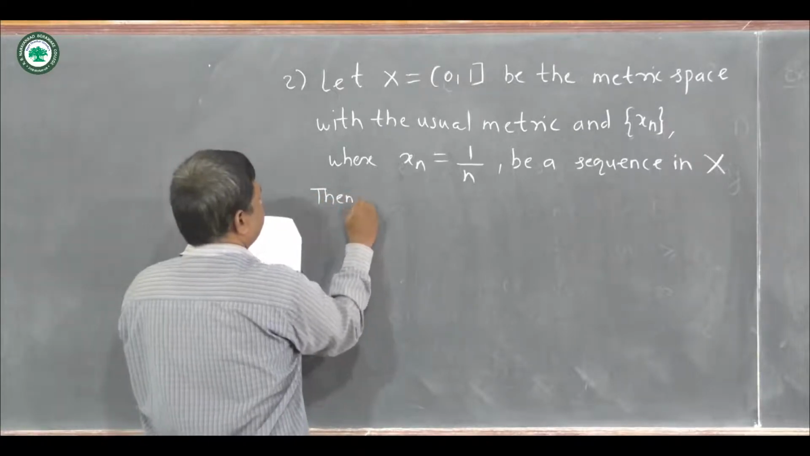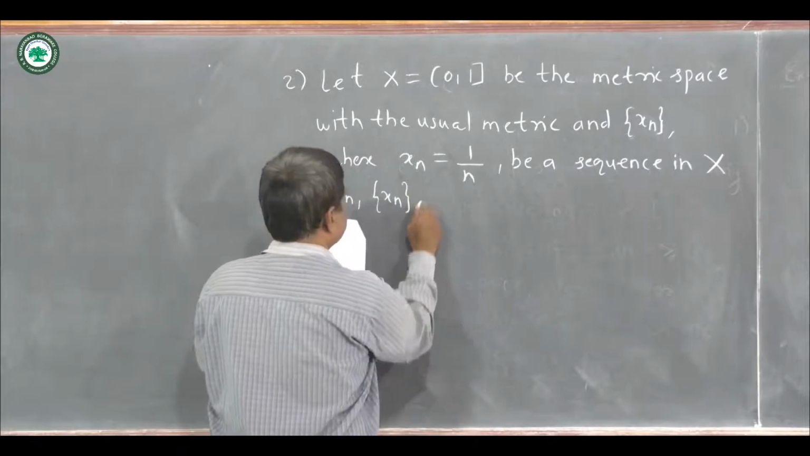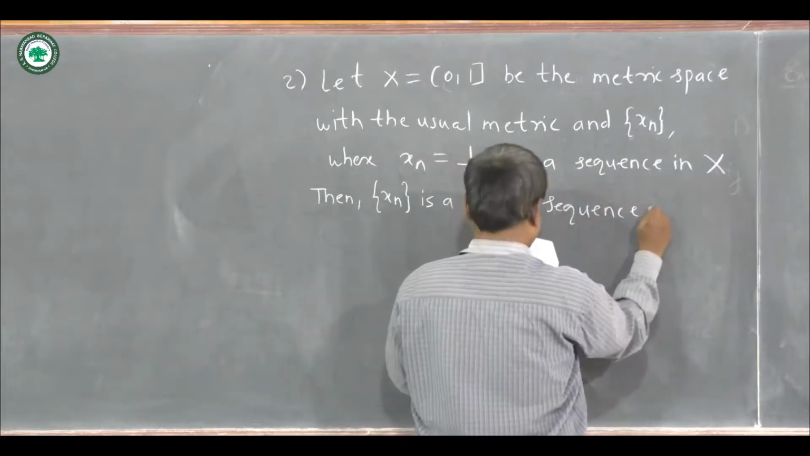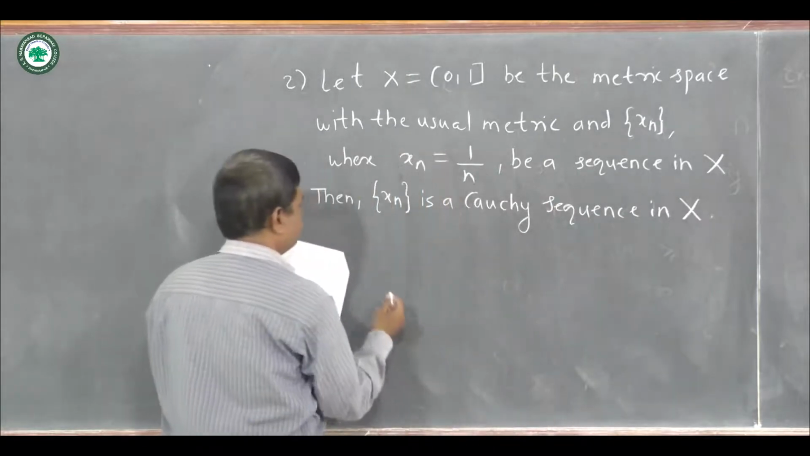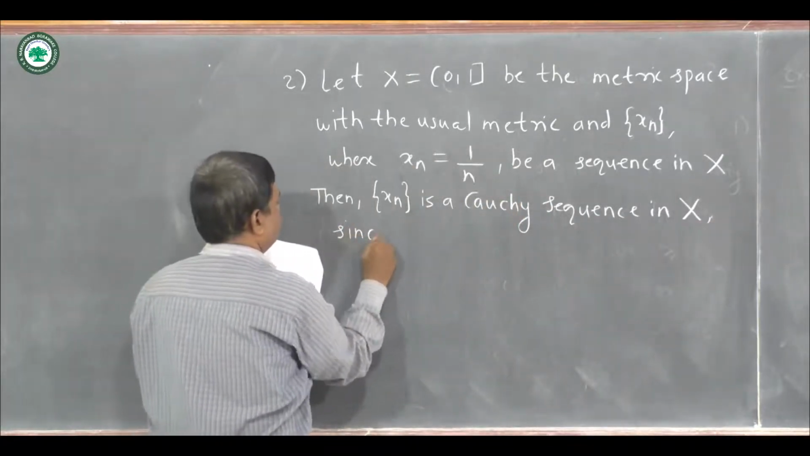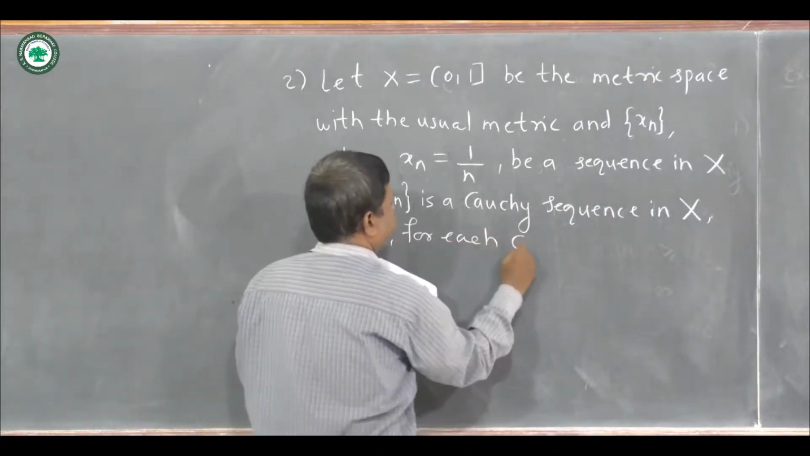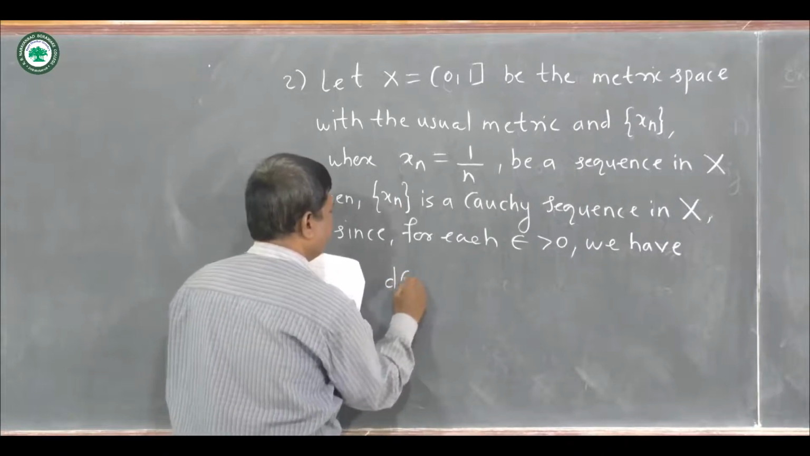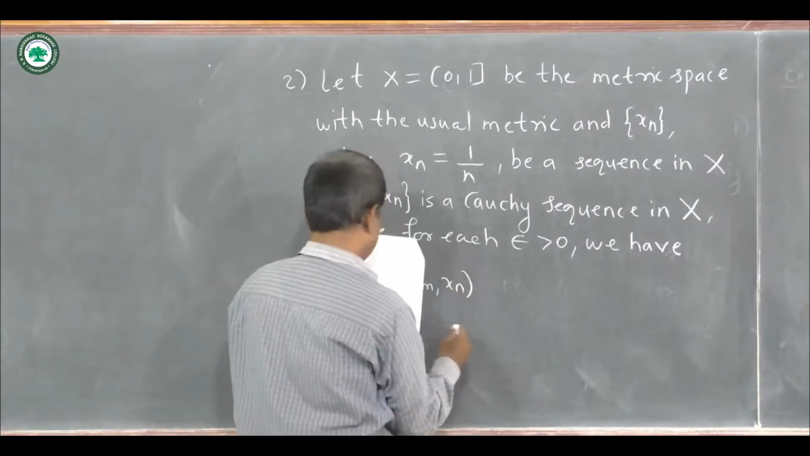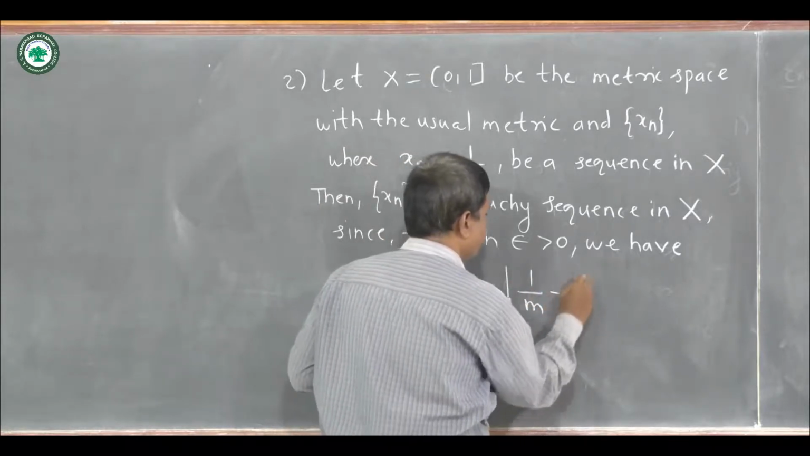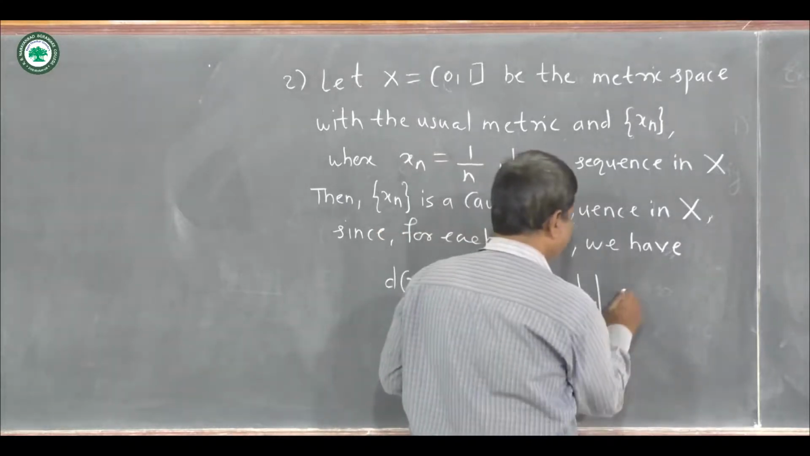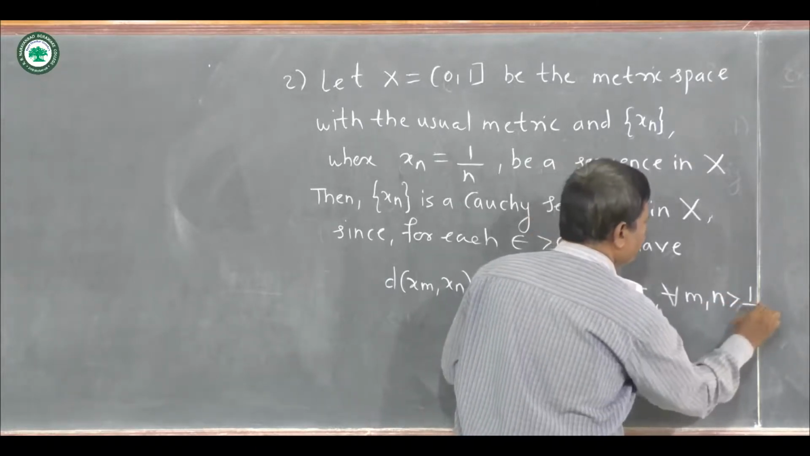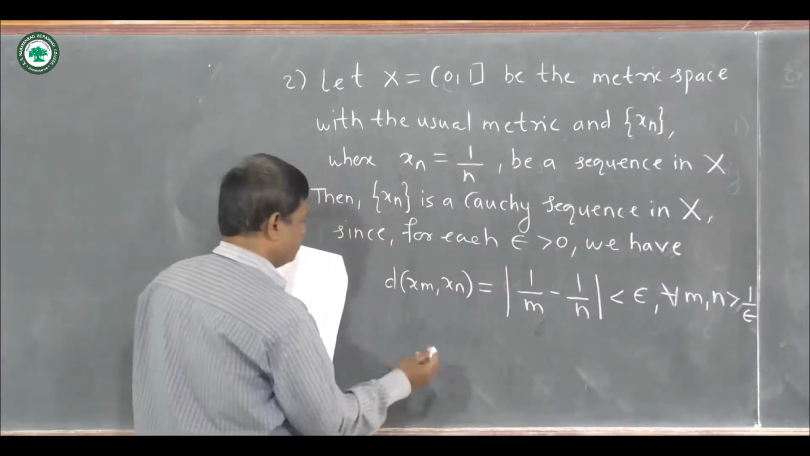Then the sequence xn is a Cauchy sequence in X, since for each epsilon greater than 0 we have d of xm comma xn equal to the absolute value of 1 upon m minus 1 upon n. Now this is less than epsilon for all m and n greater than 1 upon epsilon here.